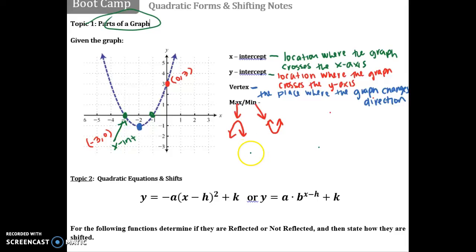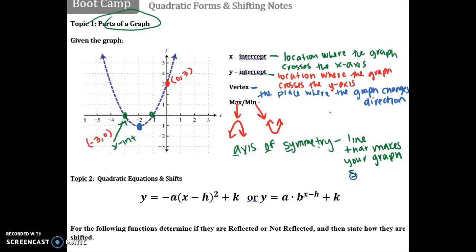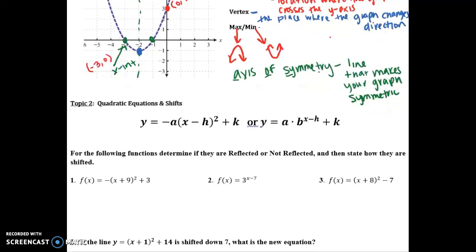And a lot of times you also have what's called an axis of symmetry. Also abbreviated AOS, and that's the line that makes your graph symmetrical. So in this case, your axis of symmetry would be x equals -2. Depending on your graph, it's possible to have multiple axes of symmetry.